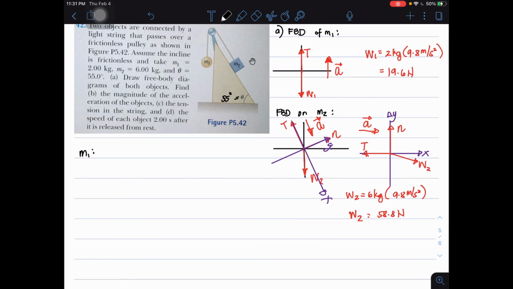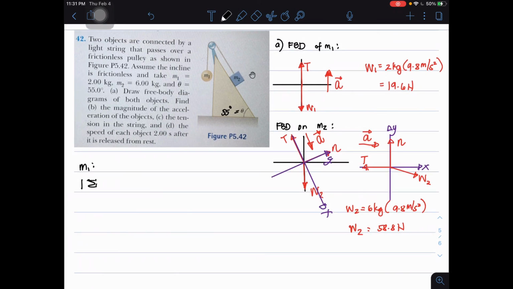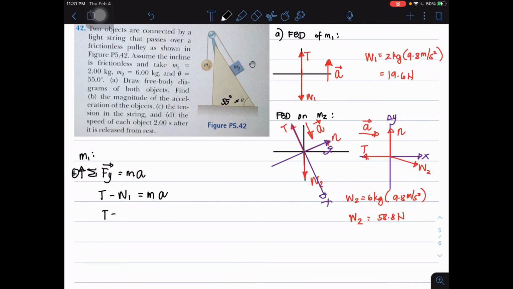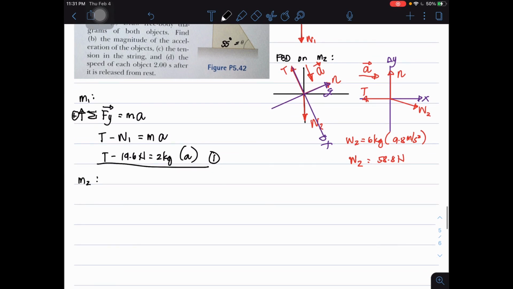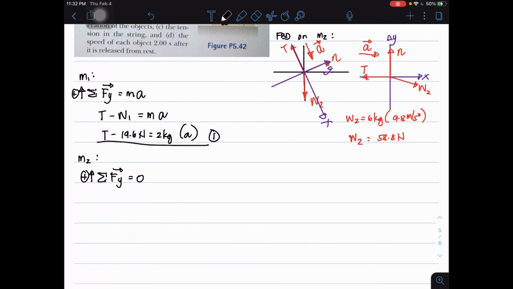So we already have the FBD. The summation of forces on the vertical axis, assuming upward direction is positive, is equal to mass times acceleration. So we have tension minus weight 1 is equal to mass times positive acceleration. So that's T minus 19.6 newtons is equal to 2 kilograms times acceleration. This is our first equation. On M2, we do not have an acceleration on the vertical axis, therefore it's equal to 0, and this is our angle theta.